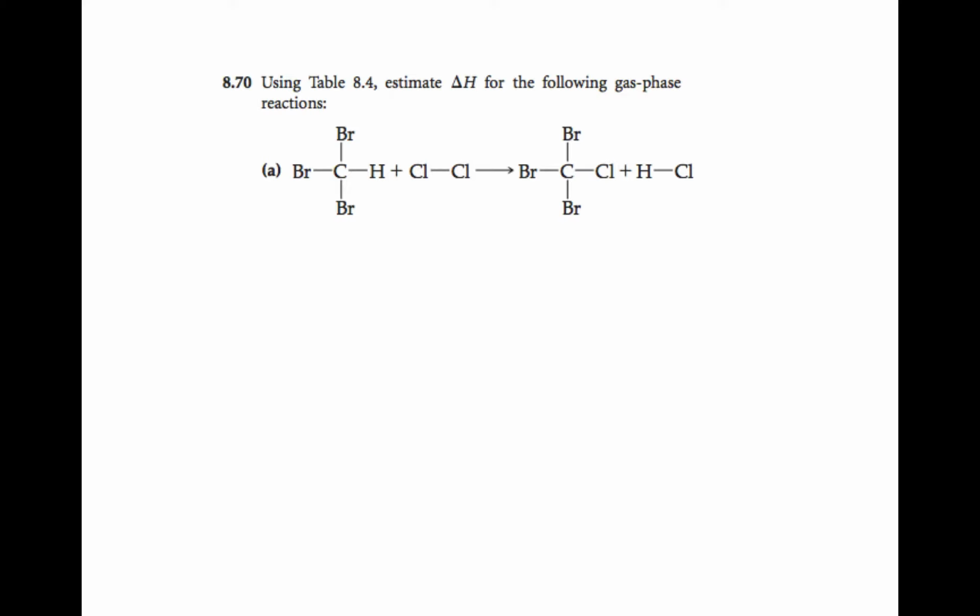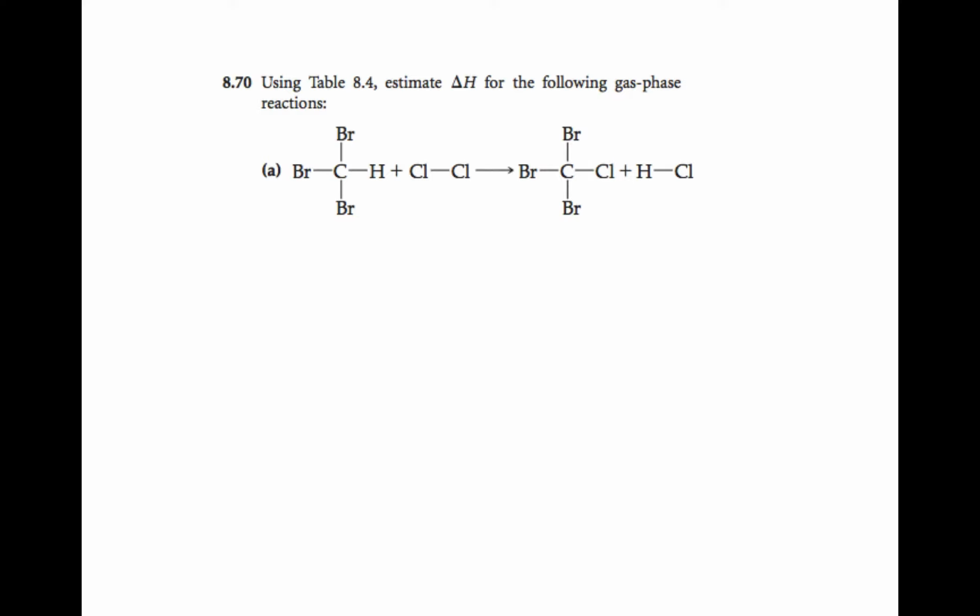All right, with number 70, we're supposed to get an estimation for the heat change. Tribromomethane reacts with chlorine to make tribromochloromethane and hydrogen chloride. All right, so what you can do with bond dissociation energies, right?